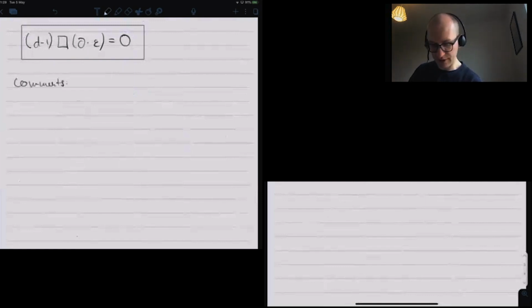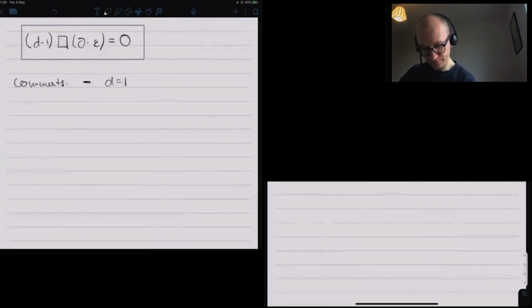So we have some special cases, obviously. We have the case that for d equal to 1, every function ε^μ of τ, or I guess ε of τ, is a conformal transformation.